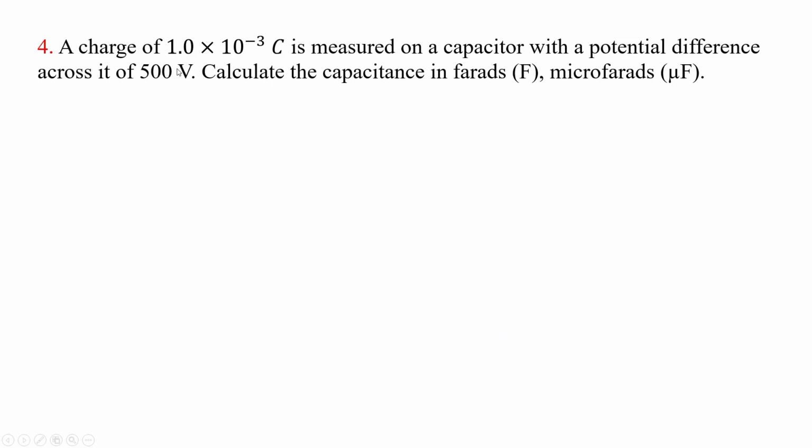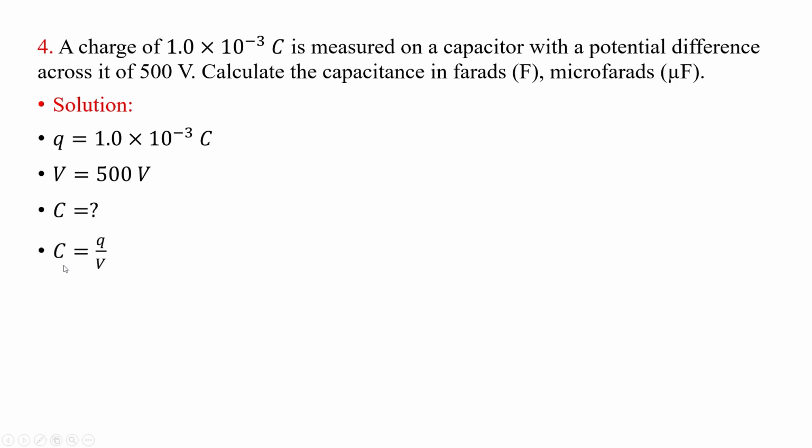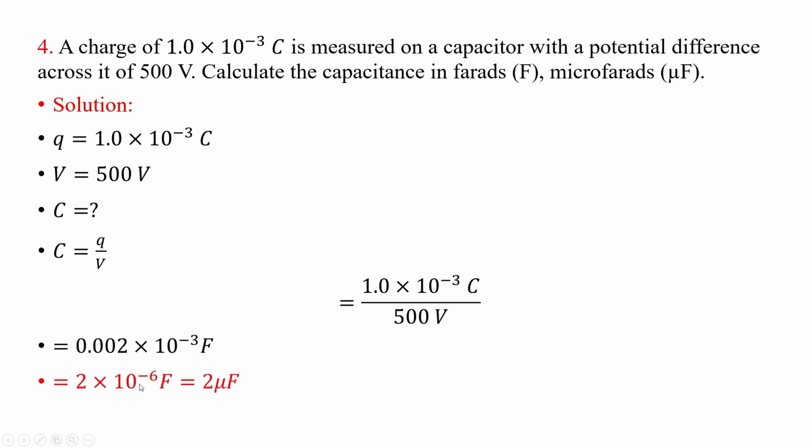Question number 4. A charge of 1.0 into 10 raised to power minus 3 coulomb is measured on a capacitor with a potential difference across it of 500 volt. Calculate the capacitance in farads and microfarad. So here we know that the given charge is 1.0 into 10 raised to power minus 3 coulomb or 1 microcoulomb, and voltage is 500 volt. We need to find the capacitance. We know that capacitance is the ratio of charge over voltage. Putting the values in this equation, we get the capacitance to be 0.002 into 10 to the power minus 3 Farad, or 2 into 10 to the power minus 6 Farad, or 2 microfarad.